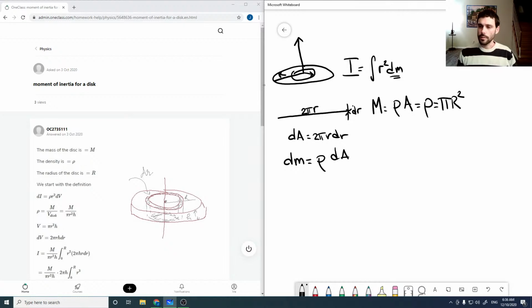Again, I'm just going to use capital R to differentiate from the lowercase r, which I'm using for the small segments.